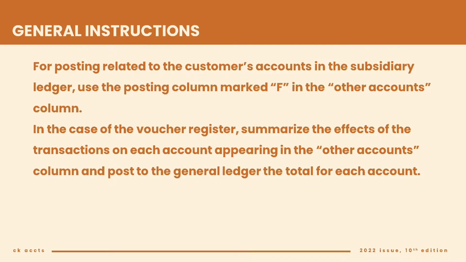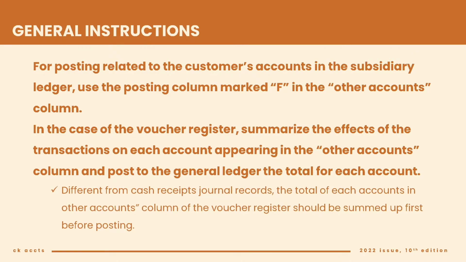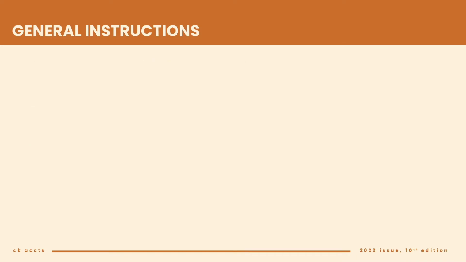Okay? So, hindi pa rin for sure nagme-make sense sa inyo, pero sana nagkakaroon kayo ng kaunting grasp about this one. Yan. So, sabi dyan, different from cash receipts journal records, the total of each account in the other accounts column of the voucher register should be summed up first before posting. Yun nga yung sinasabi natin kanina.